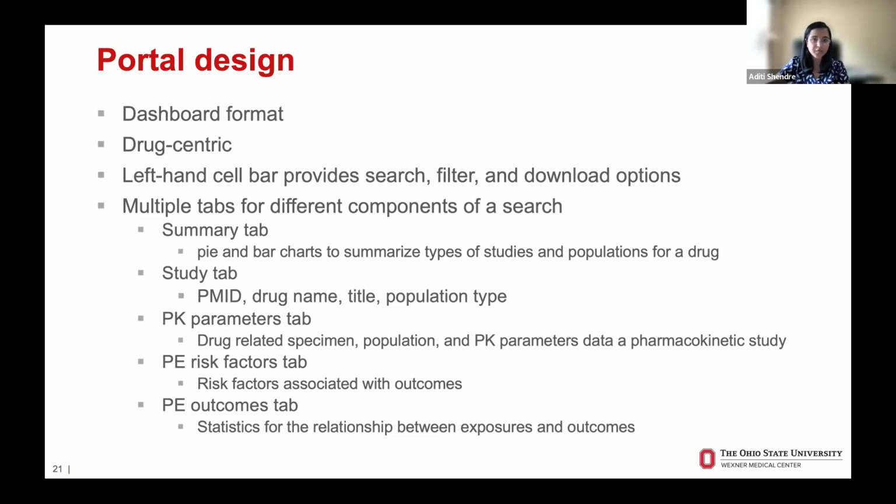And then for now, we have different tabs. We have a summary tab, which gives a summary of the study distribution and the population distribution for a particular drug. And in the study tab itself, we have the PMIDs, the drug name, the title, and the population type. Then we have a PK parameters tab, which shows the different PK parameters that have been curated so far for a pharmacokinetic study. And then when it comes to pharmacotherapy, we have a risk factors tab that are associated with the outcomes, and an outcomes tab itself, which shows the relationship between the exposure of interest and the outcome.